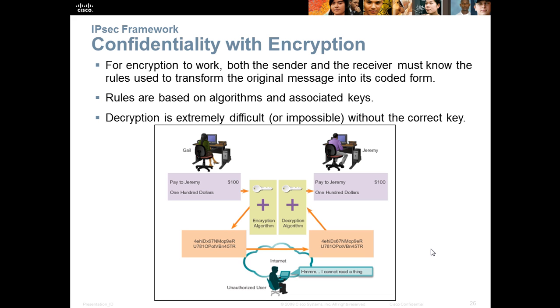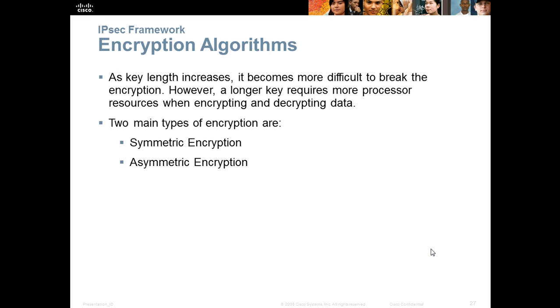Confidentiality with encryption. For encryption to work, both the sender and receiver must know the rules used to transform the original message into its encrypted form. Rules are based on algorithms and associated keys. Decryption is extremely difficult or impossible without the correct key. Encryption algorithms: as key length increases, it becomes more difficult to break the encryption. However, a longer key requires more processor resources when encrypting and decrypting data.